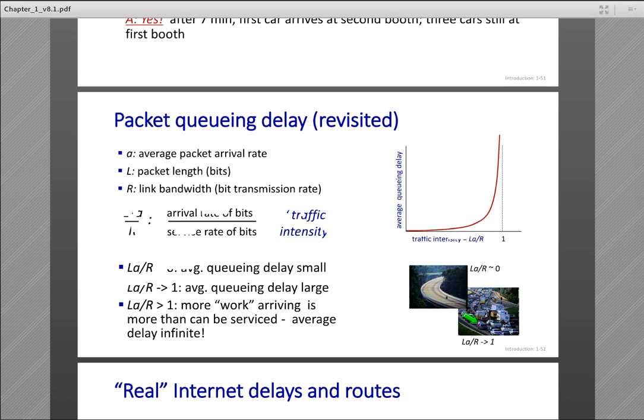In a congested road, you can see that those vehicles cannot move very fast. They are moving very slowly. This is the effect of traffic intensity. Here, in the second picture, the traffic intensity is near to 1 or maybe larger than 1.